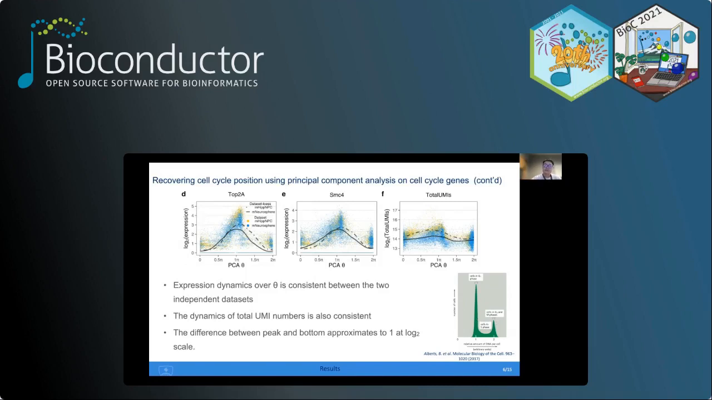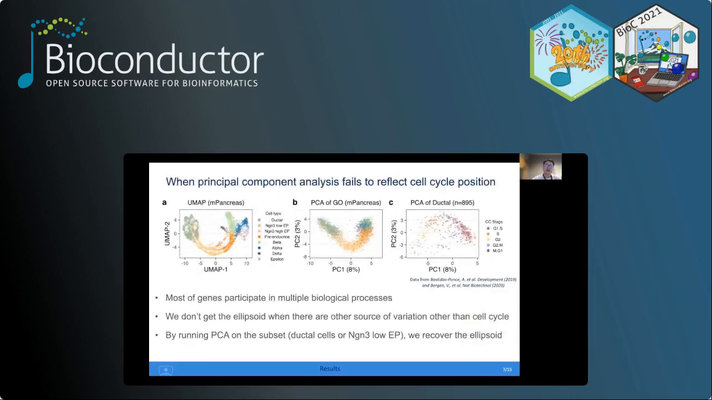However, this simple approach won't work in a lot of other data sets. Sometimes it just fails. For example, we use another data set to show that. On this UMAP, we can see that the main variation of this data set is the cell type differentiation. The most multipotent cells are here, the ductal cells and NGN3 low EP cells. If we just do the PCA on the cell cycle genes, we see that the PC1 still reflects the differentiation rather than the cell cycle.